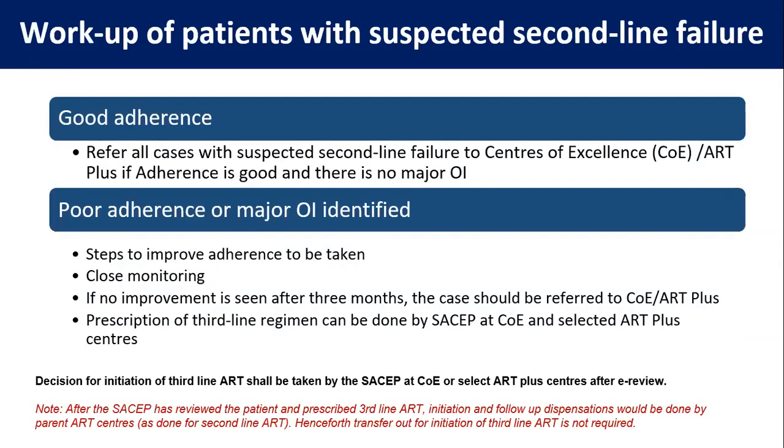Now, workup. Refer all cases with suspected second line failure to Centers of Excellence, COE, or ART plus center if adherence is good and there is no major OI. If poor adherence or major OI is identified, then we go for step-up adherence counseling and close monitoring. If no improvement is seen even after 3 months of good adherence, then we refer the case to COE or ART plus center. The third-line ART regimen can only be prescribed by SASAP at COE and selected ART plus centers.